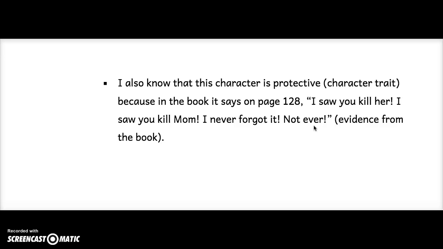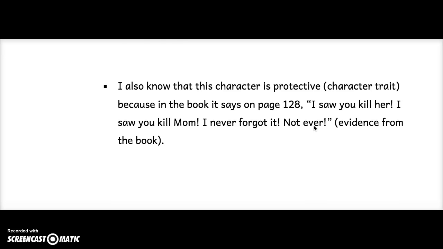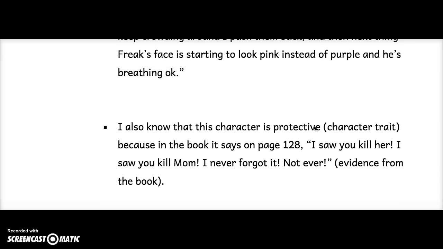So once I've completed this I can statement, I need to now repeat it for another character. So in the example of Freak the Mighty, I would probably do this with Freak. I'm not going to type it out for you, but a great example for Freak would be that he is smart. That would be a character trait.